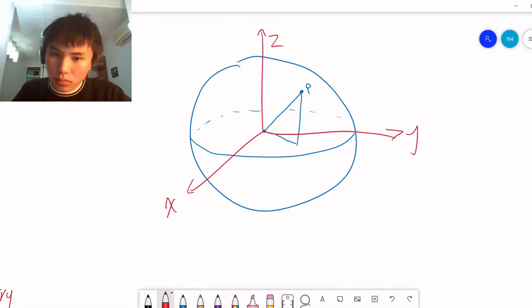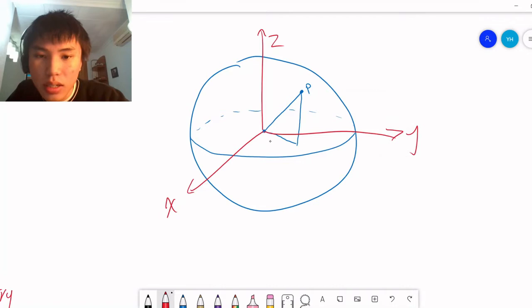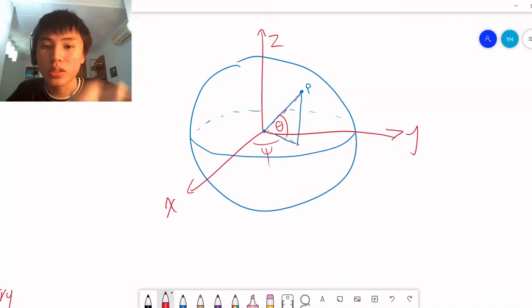The angle between the x-axis and this line here, we're going to say this is psi. The angle between this line here and this line here is going to be theta. And we can then try to express this point P in terms of psi, theta, x, y, and z.